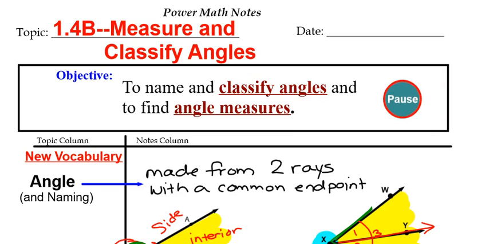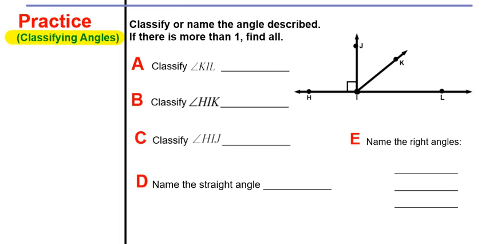So what I want you to do is pause for a second, get down to the bottom of the page, and let me get caught up here. All right, on these practice problems, we're going to talk about classifying angles. What it says here is it asks us to classify or name the angle described. If there is more than one, find all of them.